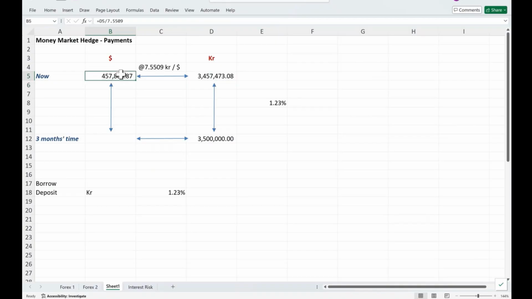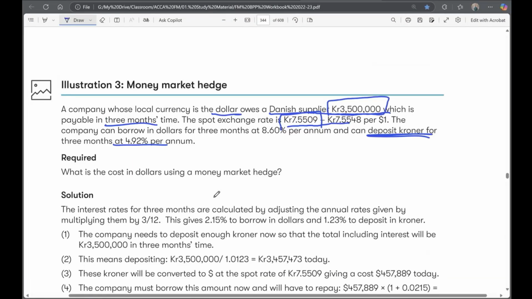So that is my hedge, and my hedge is ready. Now how to explain it? I will borrow $457,888 today in my local currency, and immediately I will convert into kroners and deposit it into a kroner bank account. When the time comes, after 3 months, this 3.45 million kroners will exactly equal the 3.5 million kroners that we have to pay. That's the hedge. Check the answer.